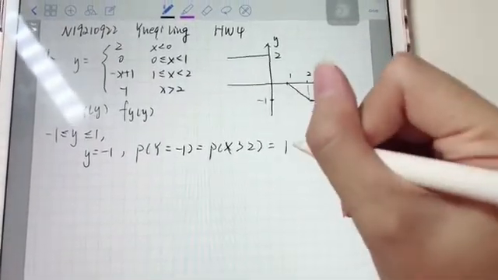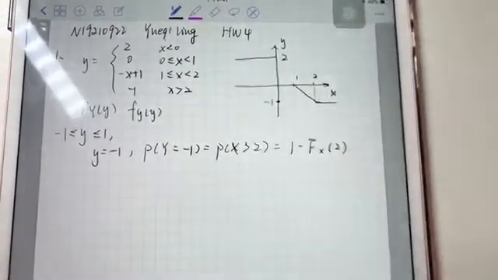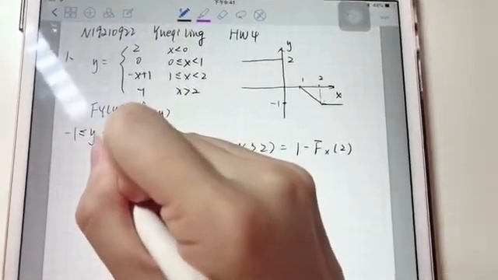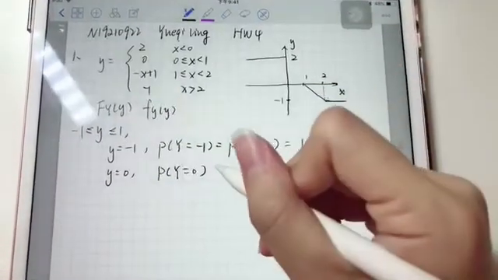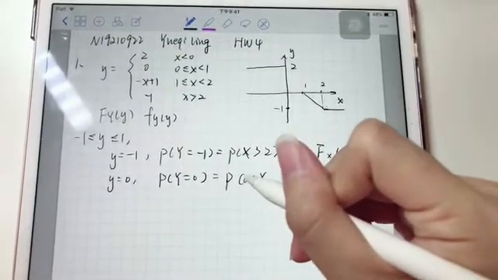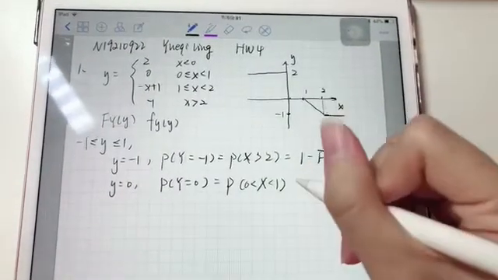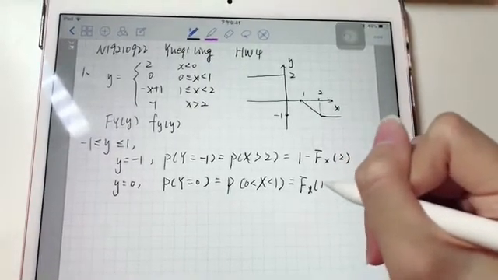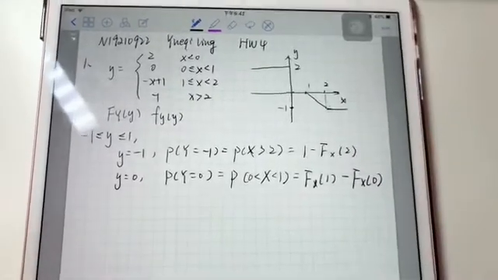That will equal 1 minus large F_X when x equals 2. Similarly, when y equals 0, P(Y equals 0) will equal P(X is between 0 to 1), which will equal large F_X when x equals 1 minus large F_X when x equals 0.